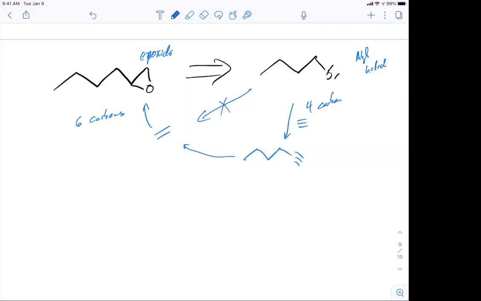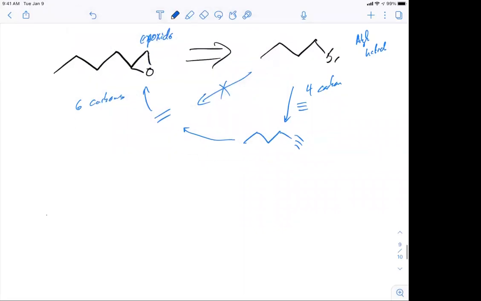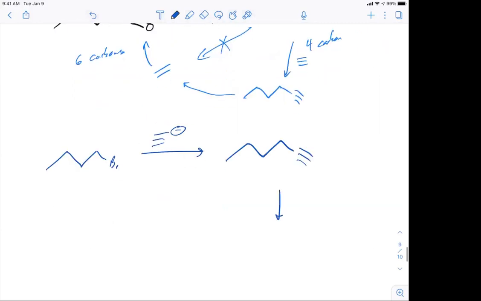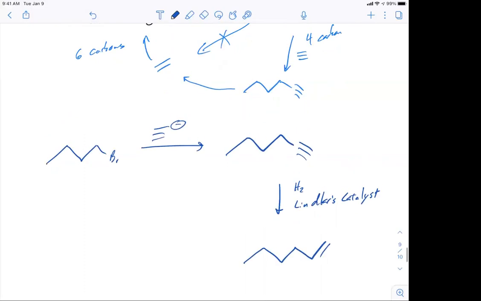So to get the right number of carbons, I'm going to have to use one of my carbon-carbon structure reactions to do that. We already have the alkyl halide, so what I'm going to do is add 2 carbons as the acetylide. That gives me my base carbon structure. Now I have 6 carbons. I'm going to reduce that, again, using Lindlar's catalyst, or P2. That gets me to this species.